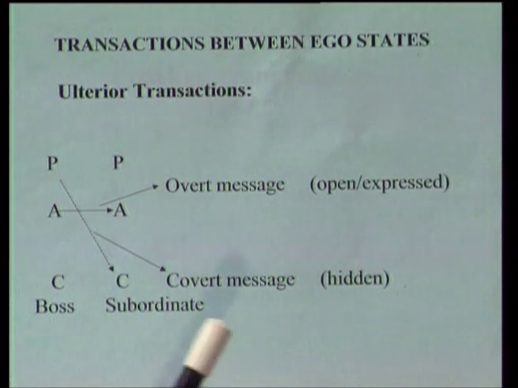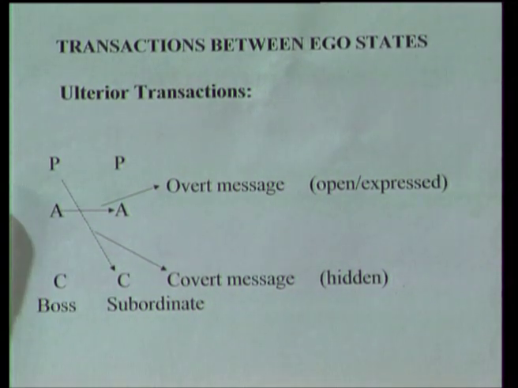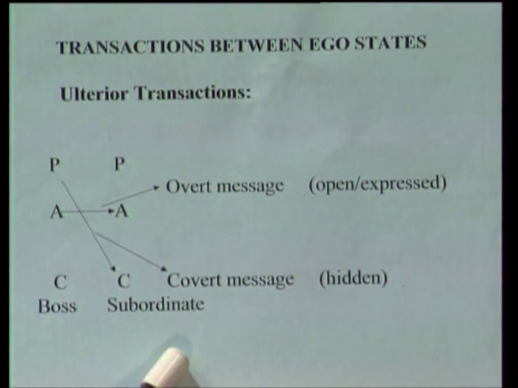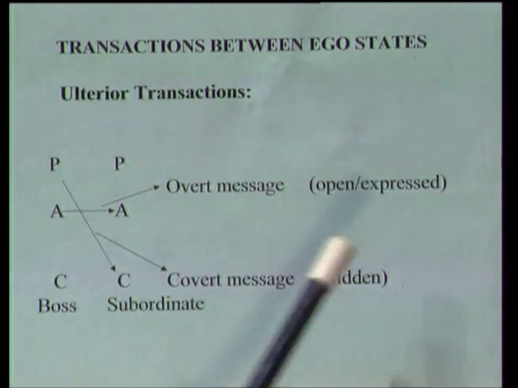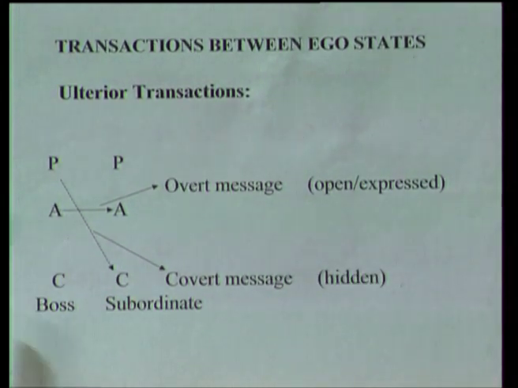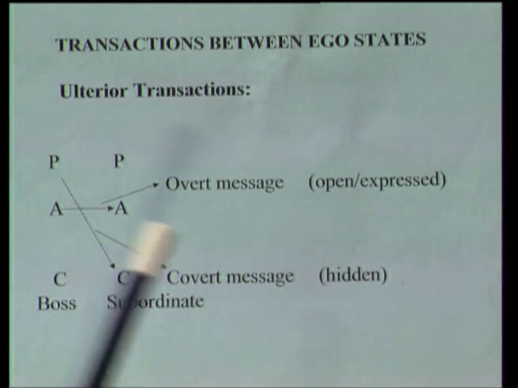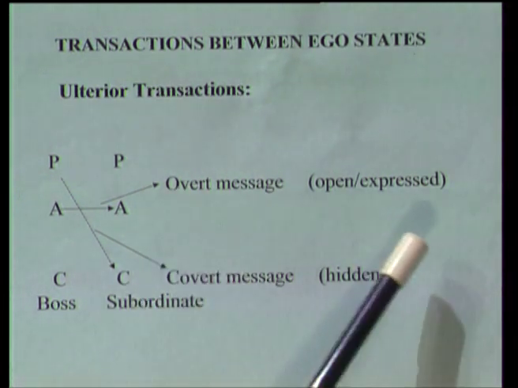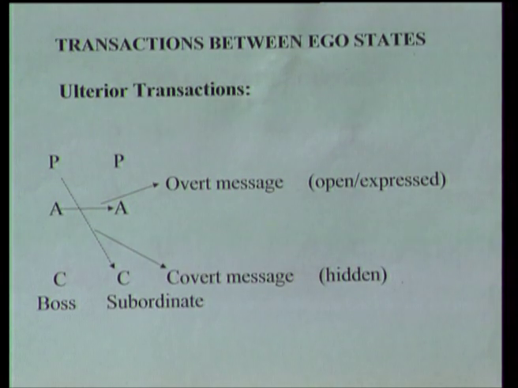And if you look at the last type of transactions between ego states, they are ulterior transactions. These are not very much suggestible. That means when a boss or a person approaches some other person, there will be an open message, at the same time it will also carry a hidden message. This is not at all suggestible. While communicating, that means in interpersonal relations, the message he means should be communicated very clearly, with a lot of clarity. Hence these ulterior transactions are not suggestible.